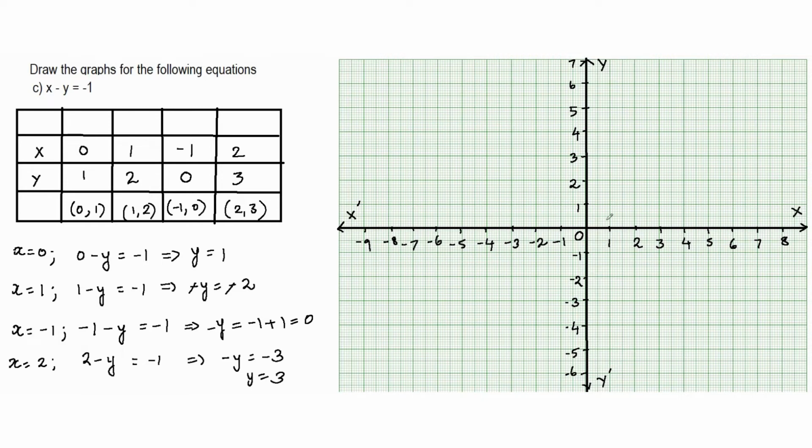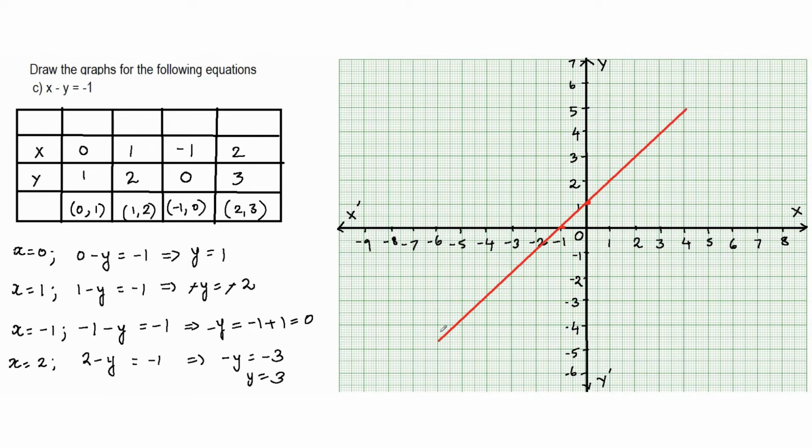And let us quickly plot these points. (0, 1) is going to be somewhere over here. (1, 2) is going to be here. (Minus 1, 0) is right on the x-axis. And (2, 3) is going to be over here, x coordinate 2 and y coordinate 3. And now the straight line which passes through all these 4 points is basically the graph of the equation that was given to us.